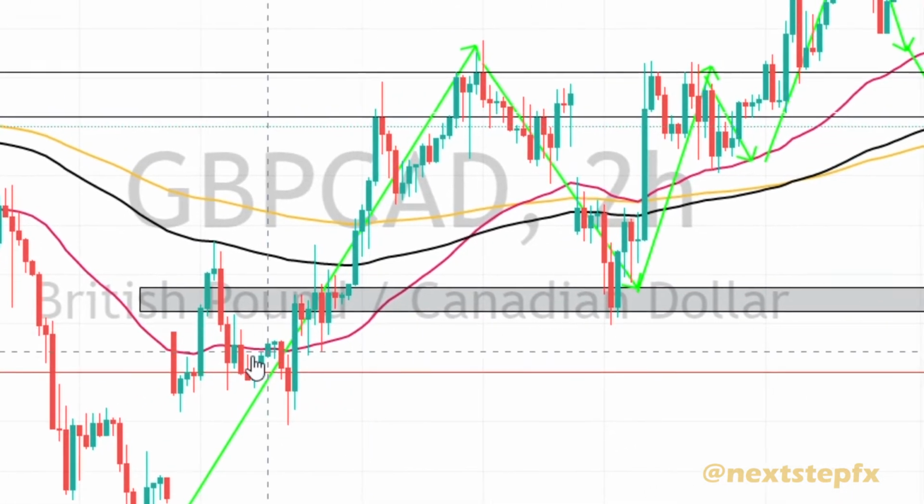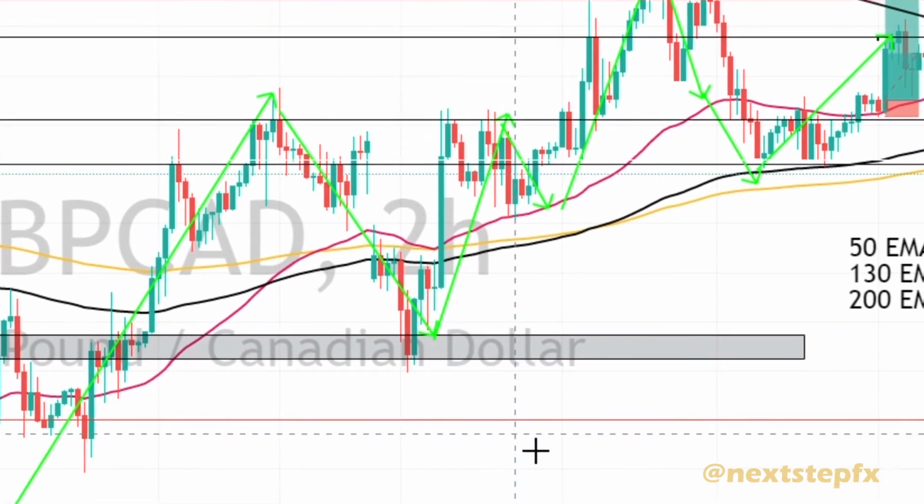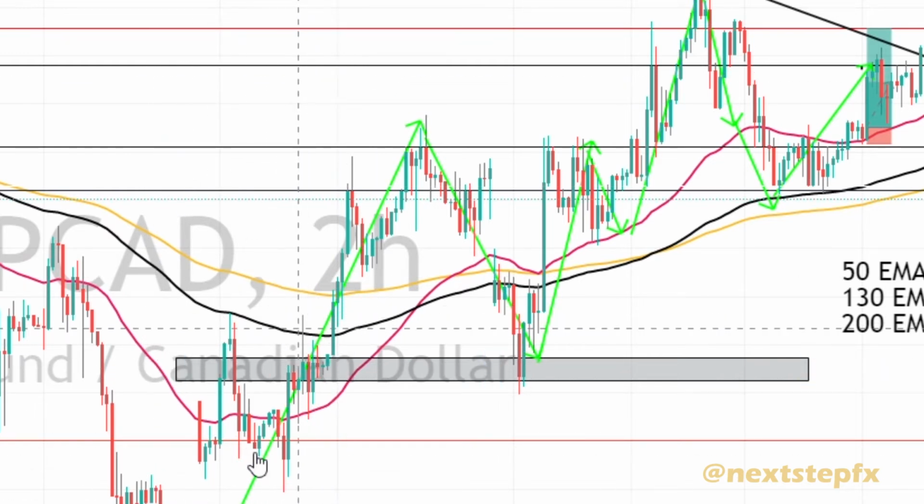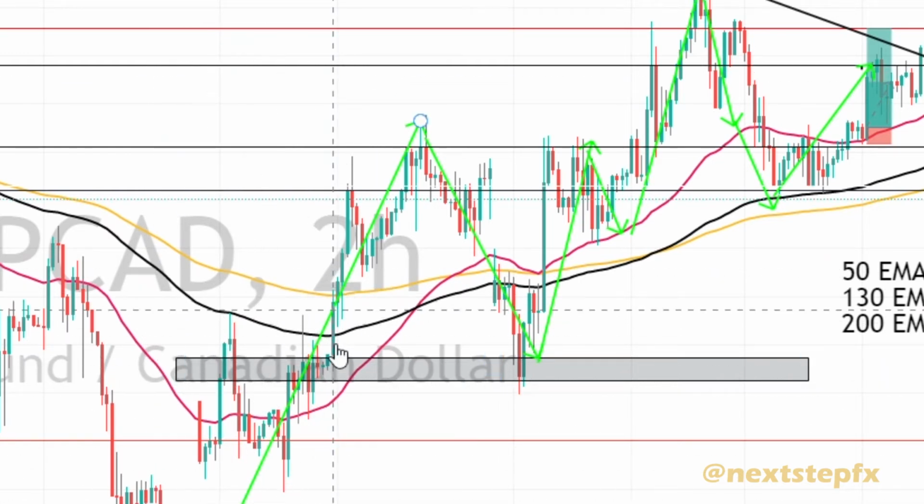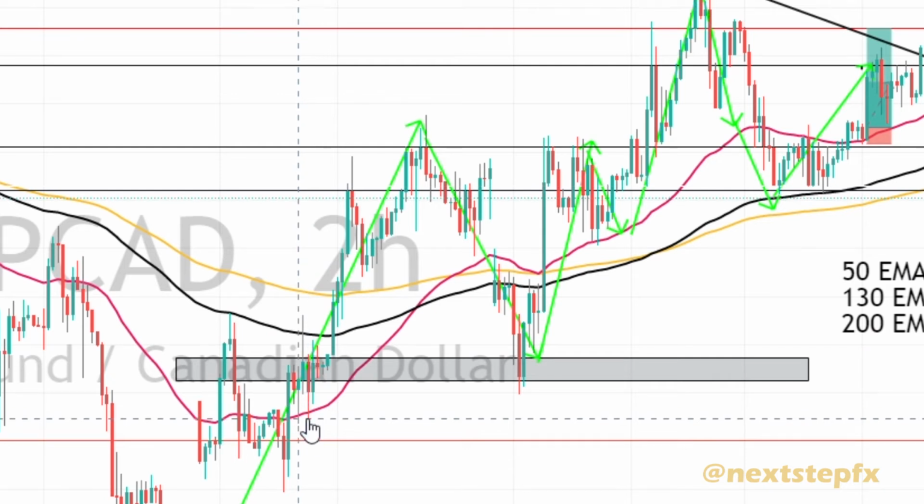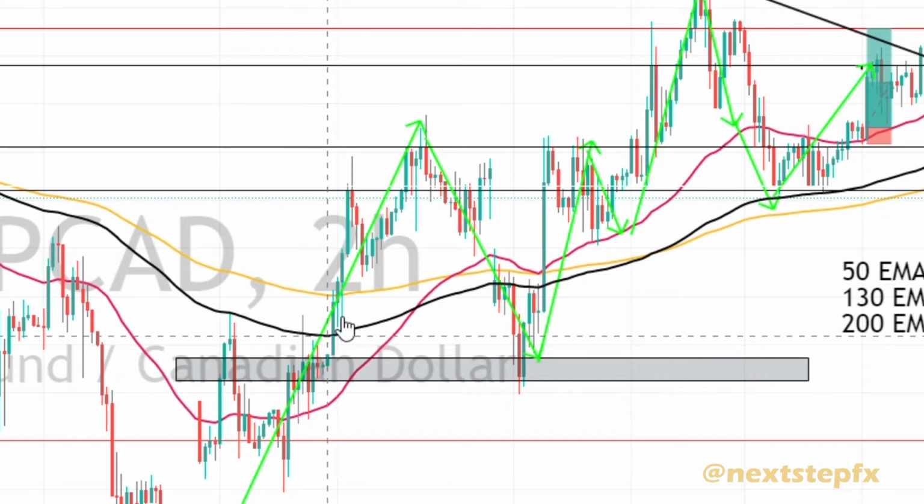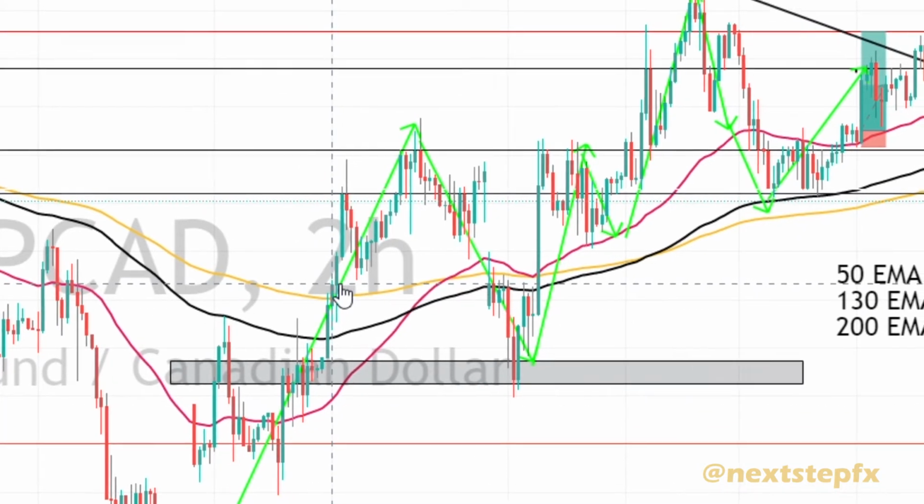But let's say price is in an uptrend. Price breaks out. As you see here, price broke out of all three of these EMAs. So I know price is above the 50, I know it's a buy. I always go by that analysis. When price is above the 50, it's a buy. But when it's above the 200, it's a definite buy.